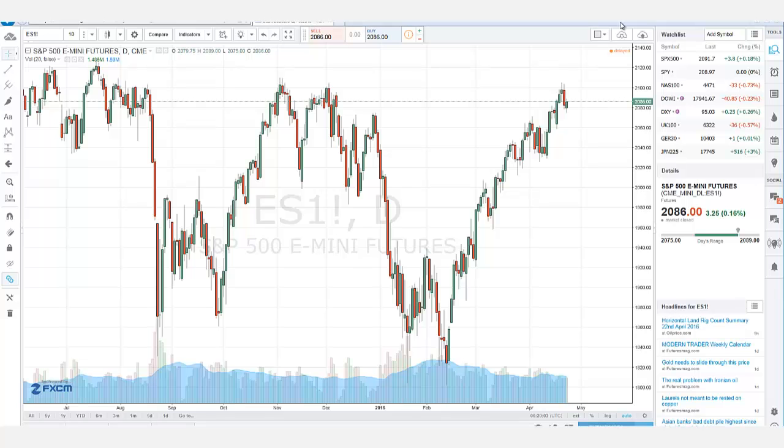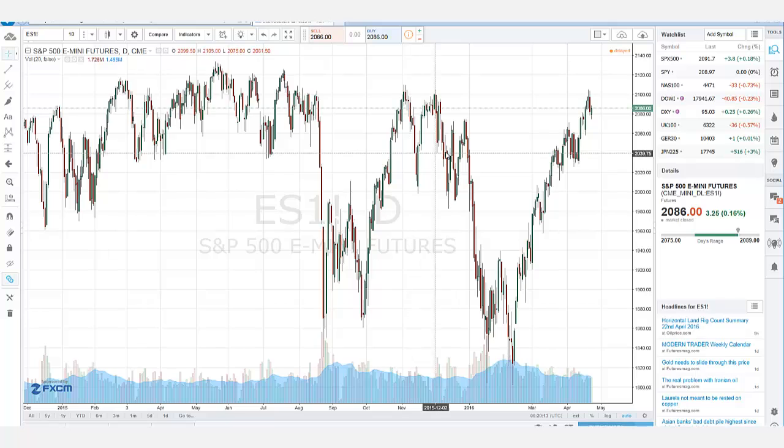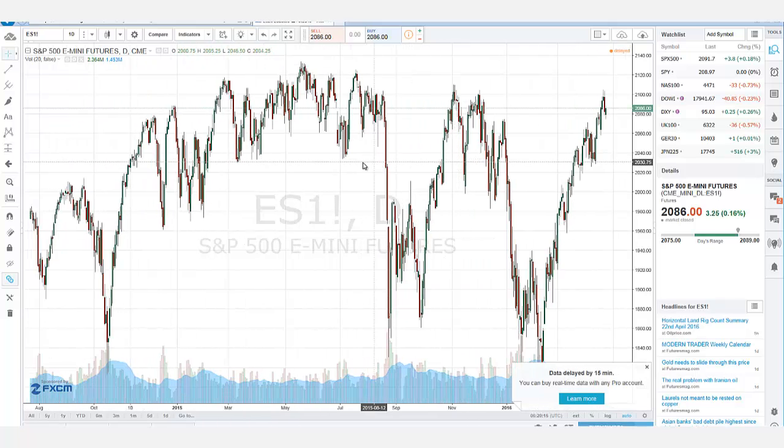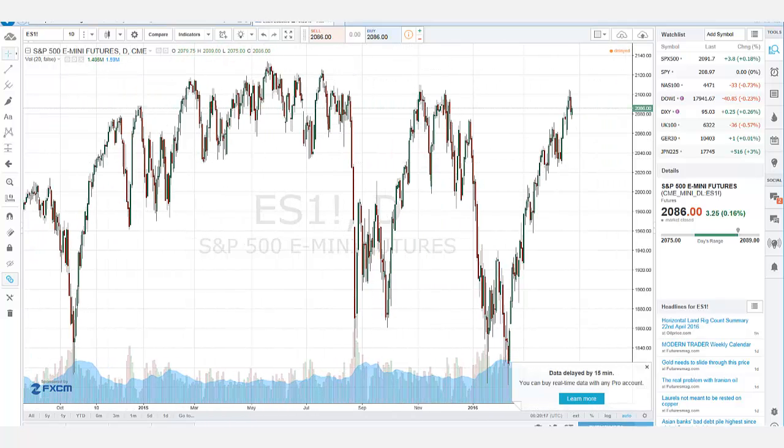So what you're looking at right now on this chart is the S&P 500, the ES, E-mini S&P, the daily time frame. A lot of traders will look at this chart and say, oh wow, look at this, potential top in the market. You have price coming into this area of resistance, so we say there's a potential massive top forming in the market.